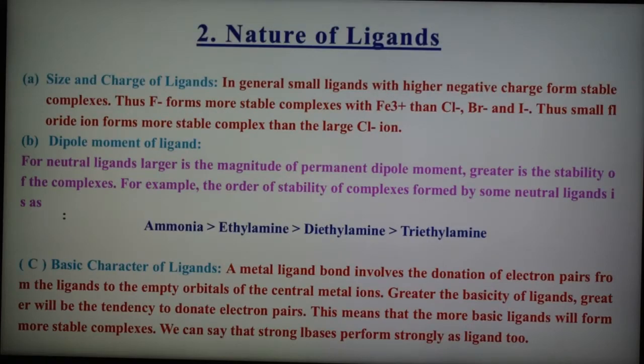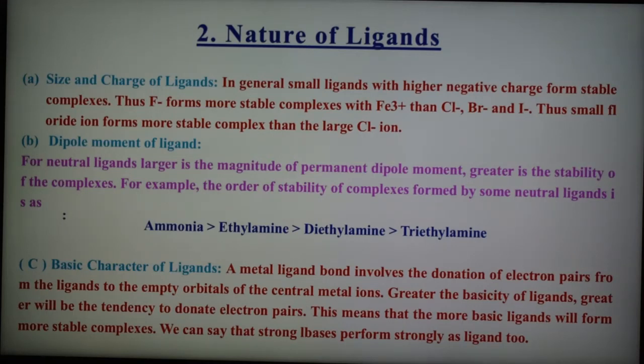And the second important factor is the nature of the ligand. As we know, what is the ligand? Ligand is the group attached to the central metal ion in the complex. There are different types of ligand, and depending upon the size and charge of the ligand, the dipole moment of the ligand, and the basic character of the ligand, because ligands show basic character since they have a lone pair which they donate, so it is a Lewis base. So all these three factors, size and charge, dipole moment, and the basic character of the ligand, affect the value of the stability constant of the complexes.